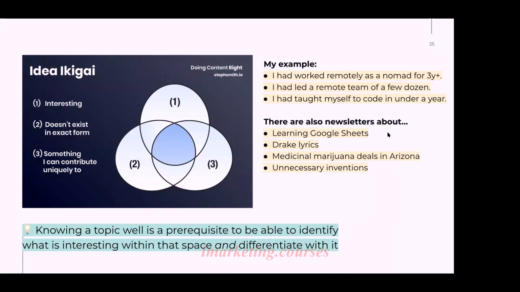So there are newsletters about Google Sheets, medicinal marijuana deals in Arizona. One of my favorites is a newsletter about unnecessary inventions, where this guy is super creative and knows how to use a 3D printer really well, and comes up with these really hilarious unnecessary inventions. He's spent way more time thinking about that than the average person, so he's just so good at it. And there's this thing at the bottom of this slide that I think is really important, because to be successful with your content, you need a differentiator.